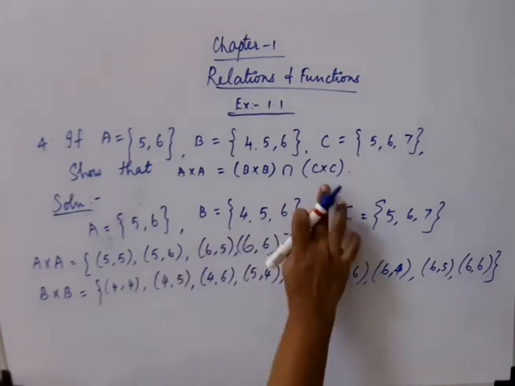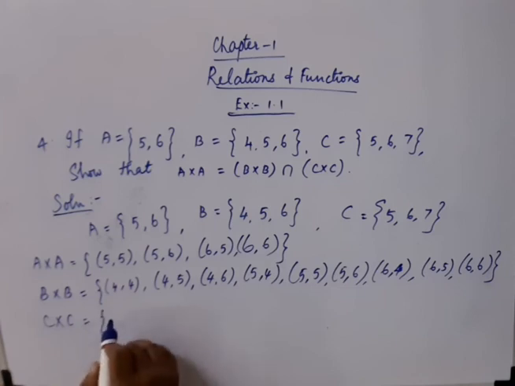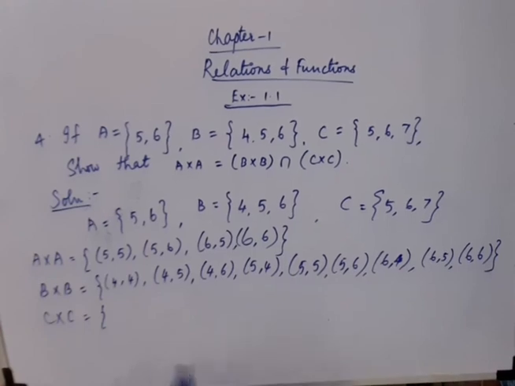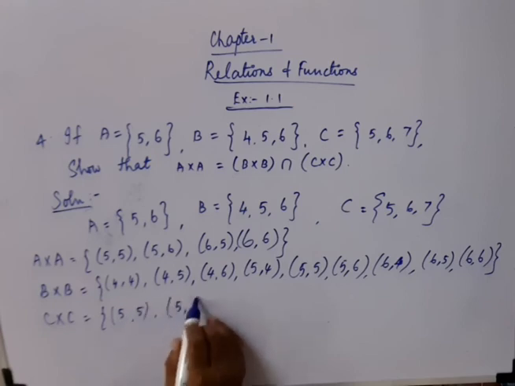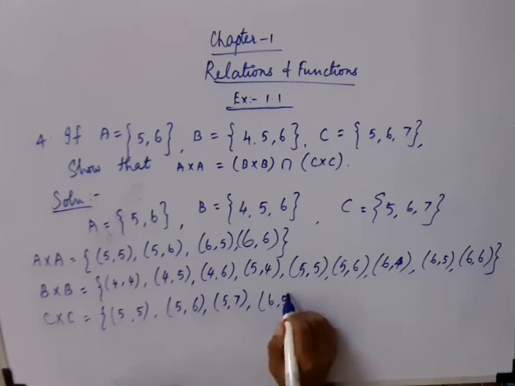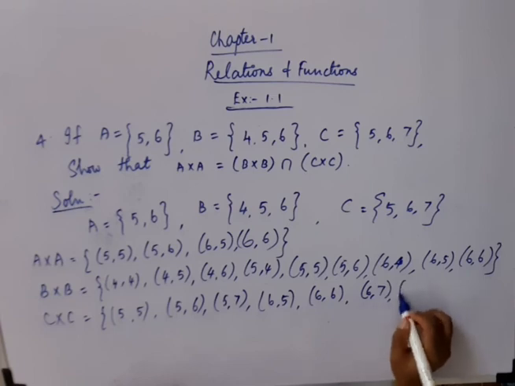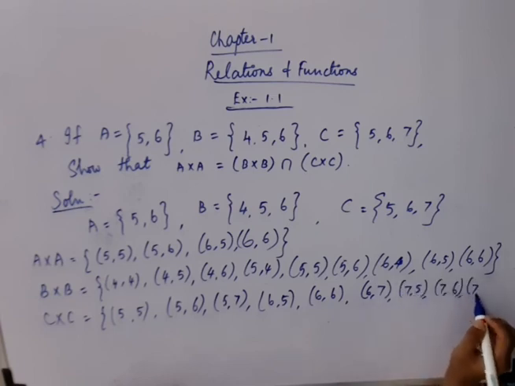Then we need C cross C. So C cross C will be the cross product of set C with itself. So (5,5), (5,6), (5,7), (6,5), (6,6), (6,7), (7,5), (7,6), (7,7).